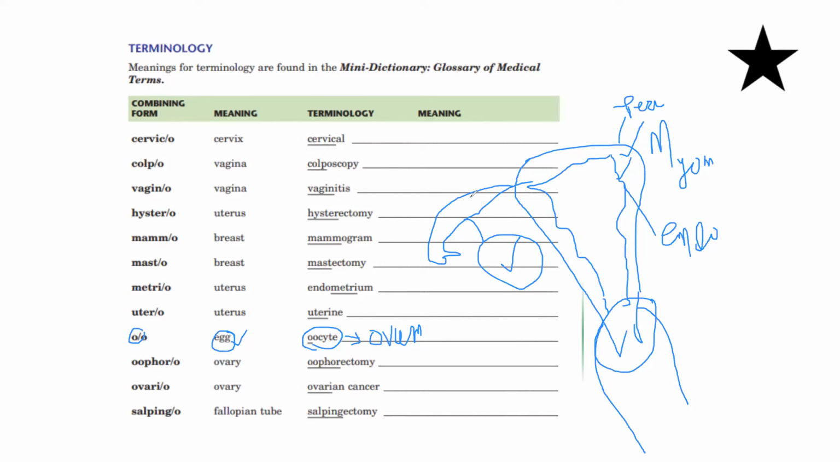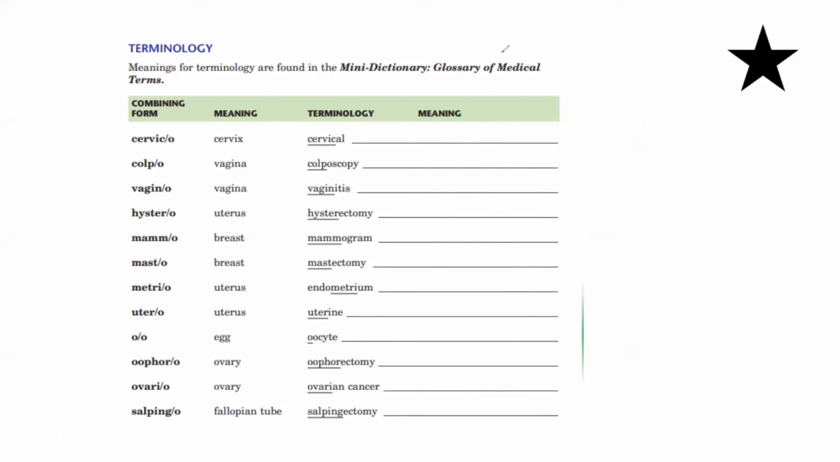Then salpingo for tubes. We use another word. We have already called this tube the uterine tube. The other name for this was fallopian tube. Another name is salpingo. This is also the fallopian tube. So salpingectomy, if we cut this tube, remove this tube, this is salpingectomy. So these are the basic terms which we will be using for our female genital system.